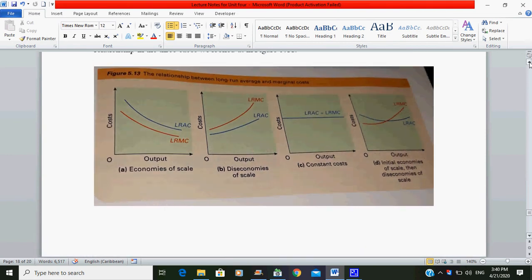Now it says if there are economies of scale, diagram A, which is this, right? LRAC, LRMC. Additional units of output will add less to cost than the average. The LRMC curve must be below the LRAC curve, as you see here, and thus pulling the average down as output increases. Alright, good.